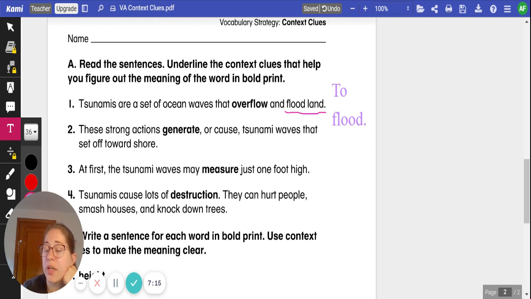Go ahead, 2, 3, and 4 on your own. Write down your sentence clues and then write down what the meaning of the word in bold print means. Number 2, these strong actions generate or cause tsunami waves that set off toward the shore. Number 3, at first the tsunami waves may measure just 1 foot high. And number 4, tsunamis cause lots of destruction. They can hurt people, smash houses, and knock down trees. Pause the video to write down your sentence clues and your meaning of your bold word and click play to review them.